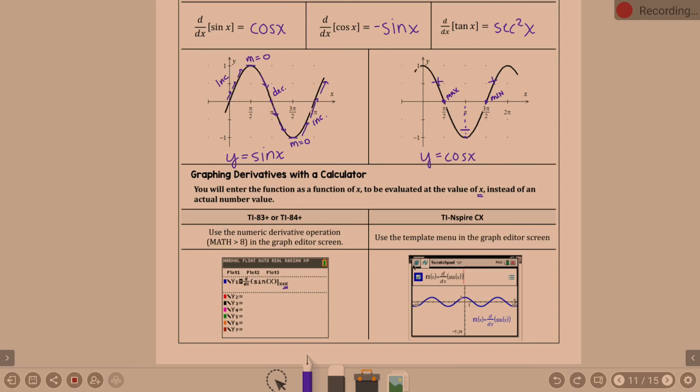This is Math 8. This is what we did the other day. It's also Alpha F2 and whatever it is in that shortcut menu. Let me switch over real quick.